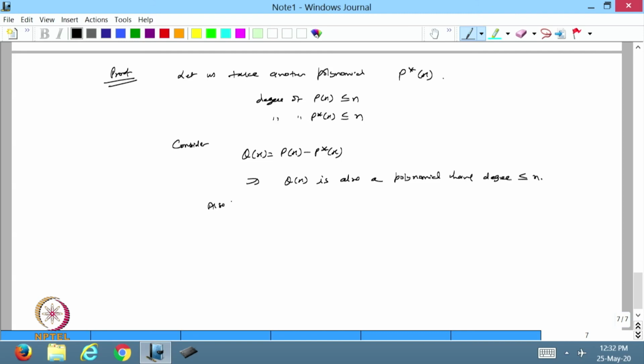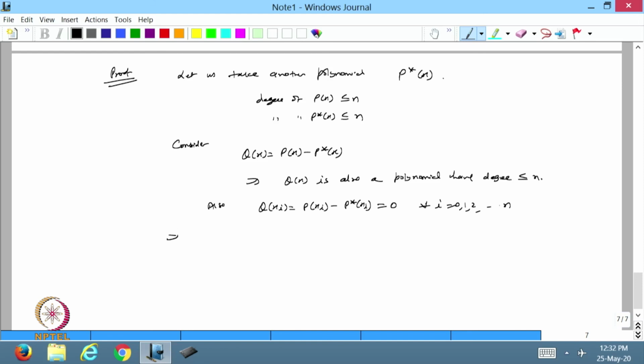Also, q at x i is equal to p at x i minus p star at x i, and this p x i will be the same as p star x i. So this will be 0 for all i, because these polynomials pass through all the points we have, with i from 0, 1, 2 up to n. At any of the x i, this value and this value will be the same, and then the difference will be 0. So from here I will get q x i equal to 0.